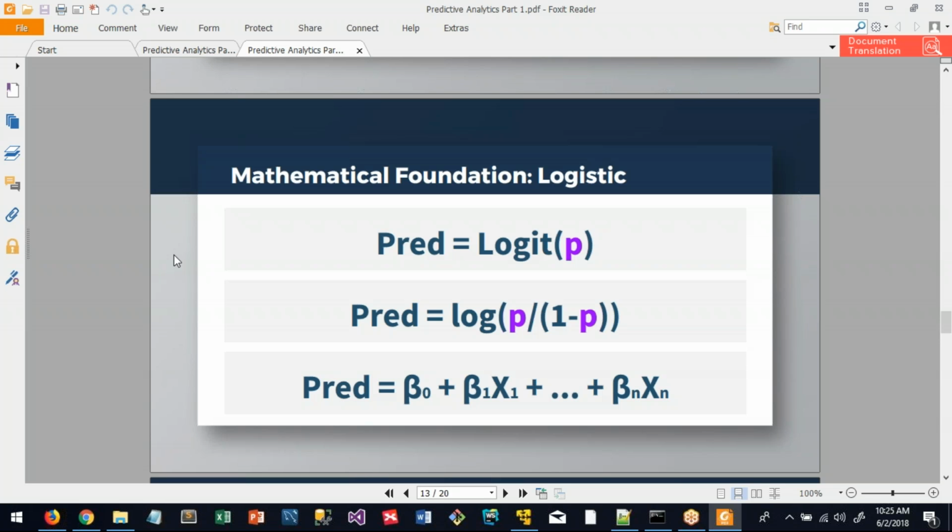So expect about, let's say, maybe 45 minutes max for logistic regression to be understood, and then you proceed on to the capstone project after that. Okay?